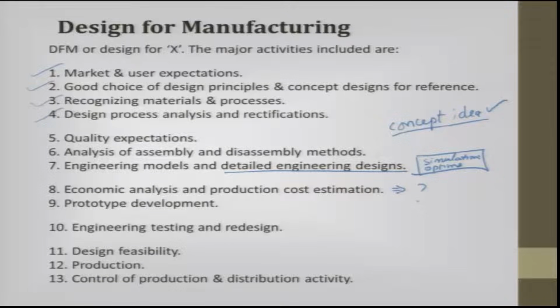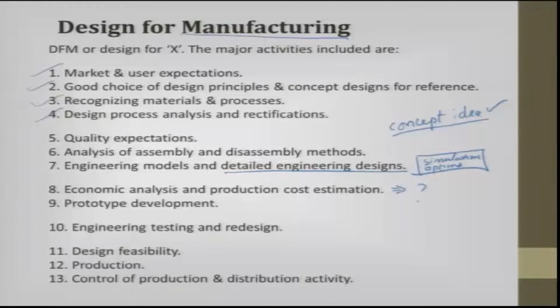Design feasibility, production and control of production and distribution activities. These are some of the major activities for design for manufacturing. If a company says I am following design for manufacturing, that means they have done a thorough job in the product design stage itself to develop a product. And if a company follows this, it is pretty sure their product is going to be sustainable, of high quality, and the costing to a large extent is reduced.